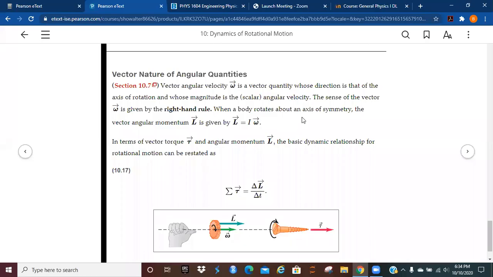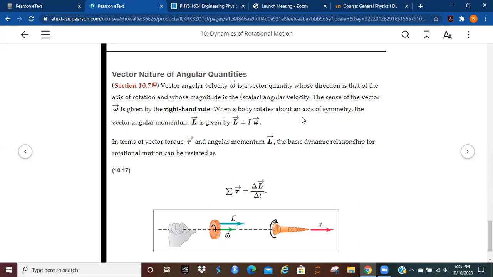Okay, the last lecture here for chapter 10 is going to be over section 7, and we're going to be discussing the vector nature of angular quantities. While we've discussed angular velocity up to this point, we've never really given it a direction. I mean, we've always thought about it as the change in the displacement over time, but which way is it actually pointing? The vector angular velocity is a vector quantity whose direction is that of the axis of rotation and whose magnitude is the scalar angular velocity.